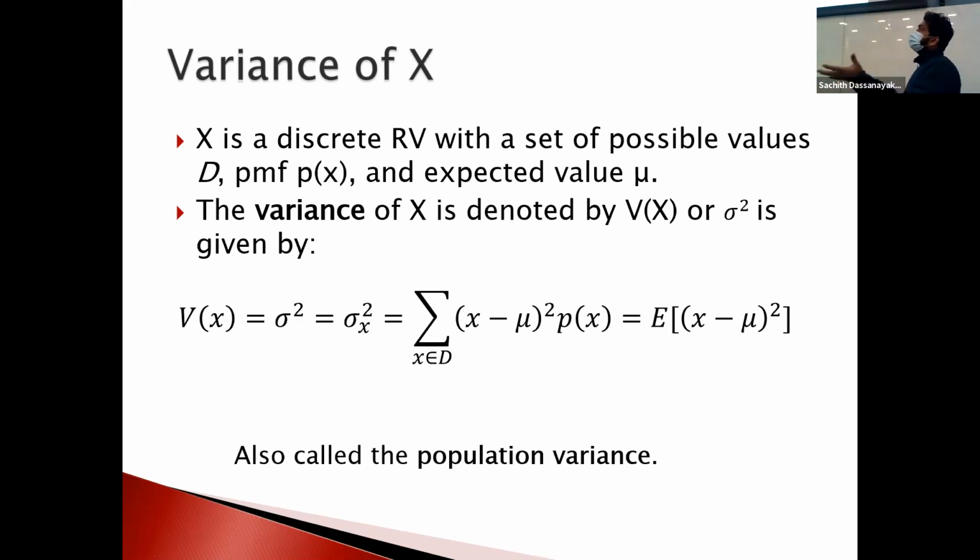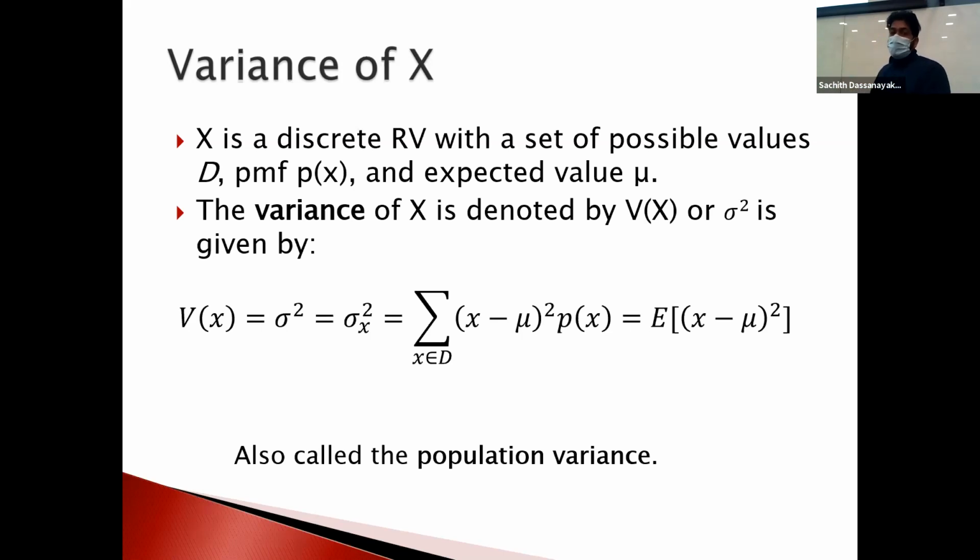Same as what we did last time, expected value is simply the population mean. Same here, this is the population variance. This is how we find the variance. I think you have to keep this in your mind. There are actually two ways to find this. I will show you what those two ways are.